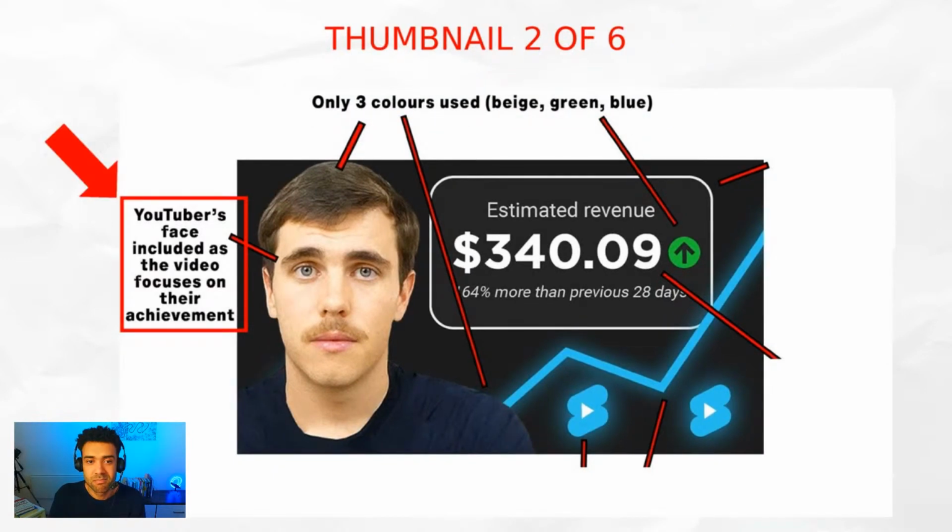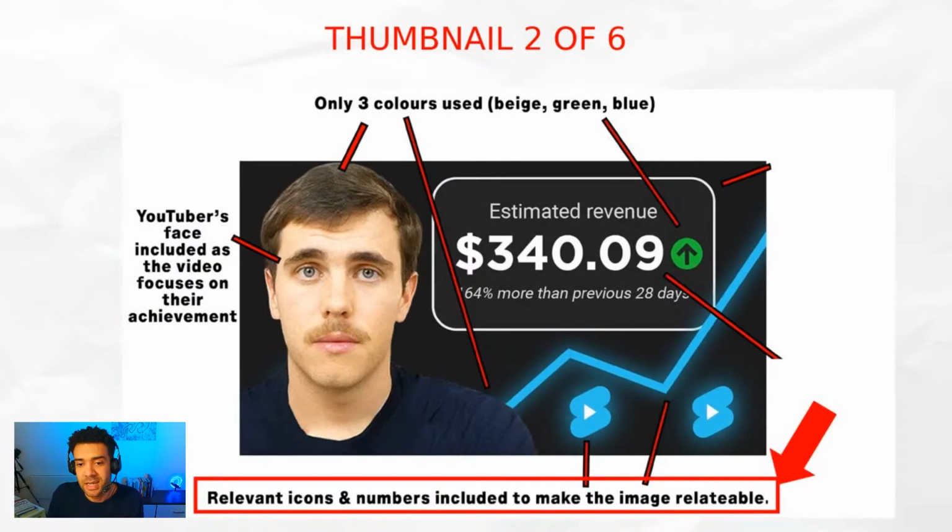Next up, the YouTuber's face is included in this thumbnail because the video focuses on the YouTuber's achievement. So we need to see the YouTuber in this thumbnail. And next up, if we're going to replicate this ourselves, it's worth noting that the thumbnail includes relevant icons and numbers relevant to what this video is talking about. It's talking about YouTube, so there's YouTube icons and graph icons behind them. And if we were talking about any other topic in our own niches, we'd include icons and numbers relevant to what we were talking about for our specific video.